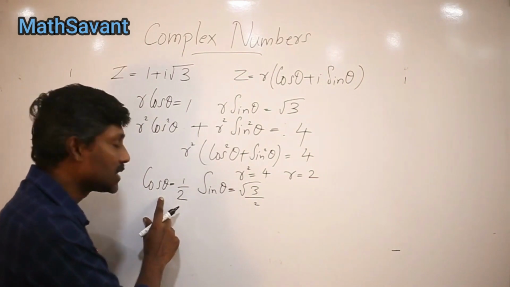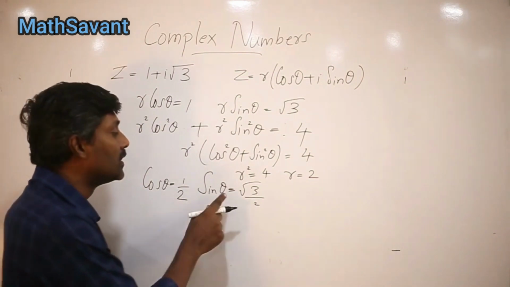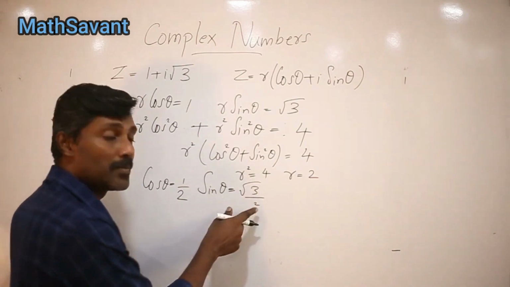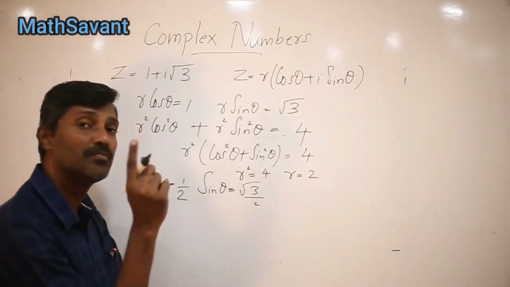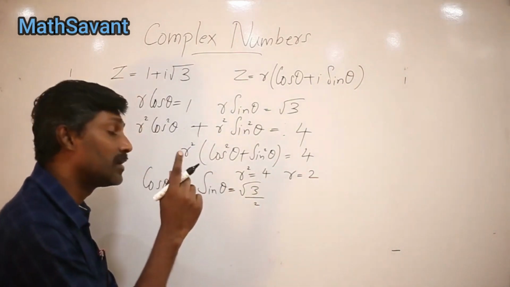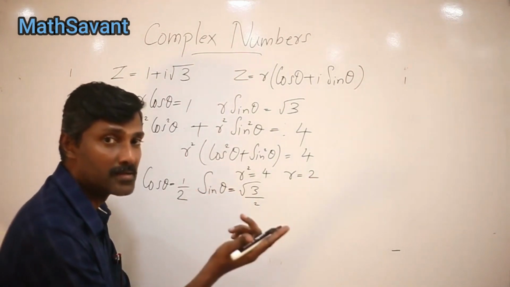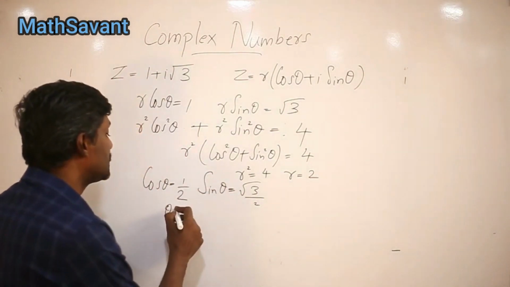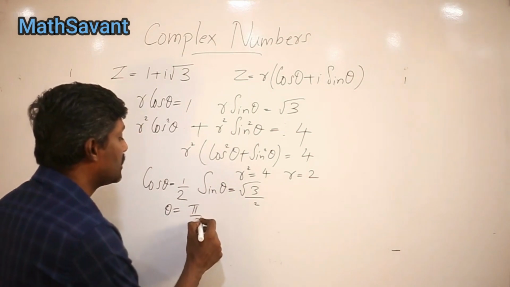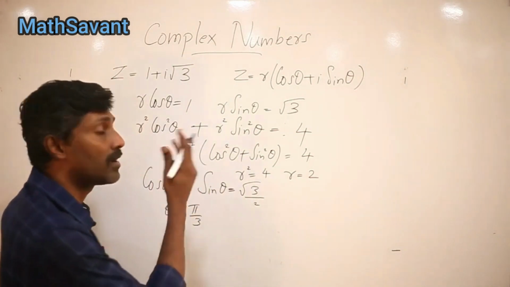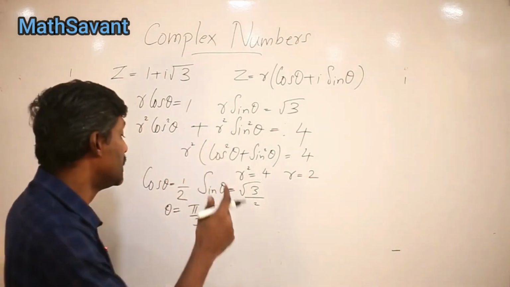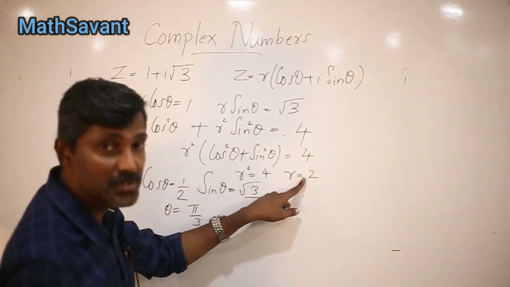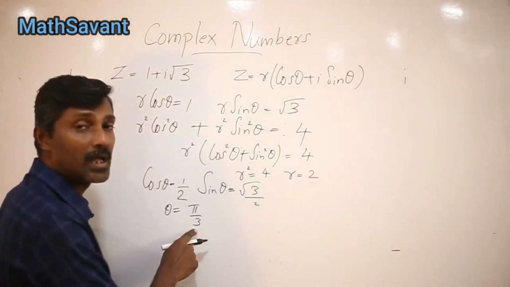Cos 60 is 1 by 2, sin 60 is root 3 by 2. So that means the value of theta is 60 degree, or in radians we can say pi by 3 radians, correct? So I get theta is equal to pi by 3 radians. We always write in radians in the polar form. Okay, so I got the value of r as 2 and the value of theta as pi by 3.